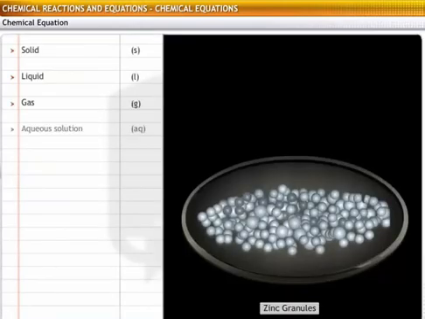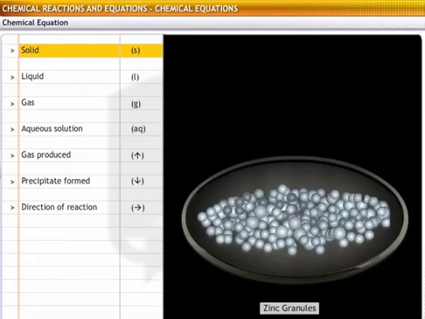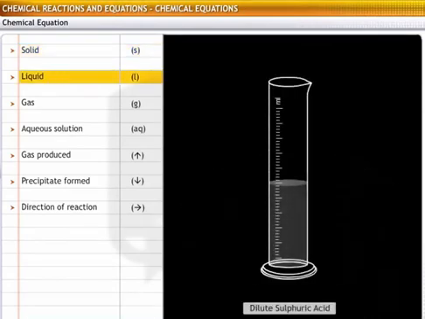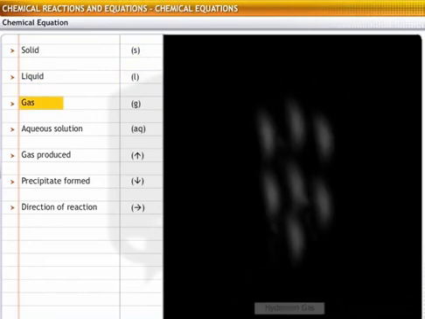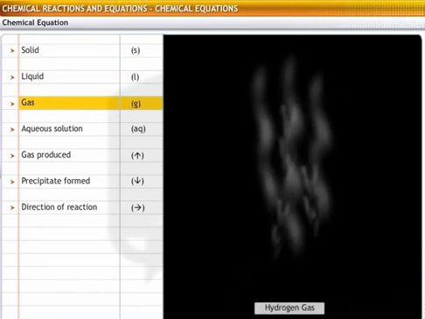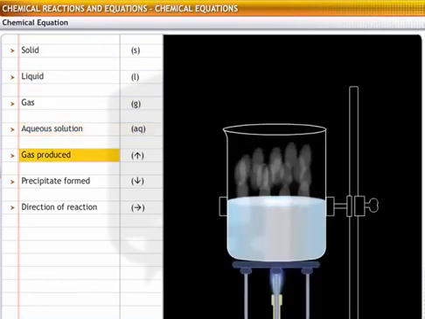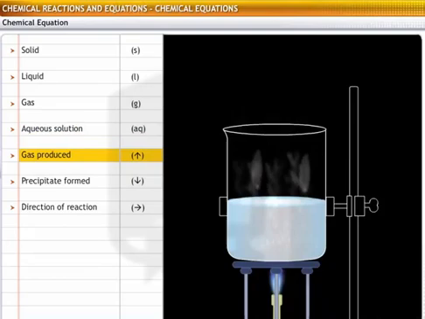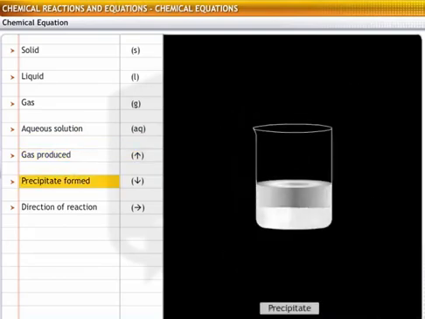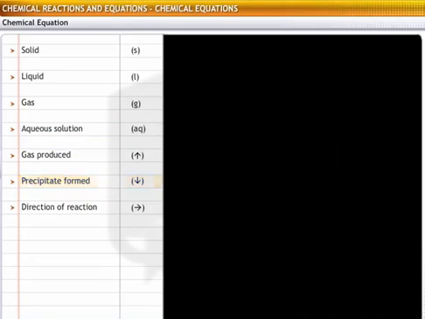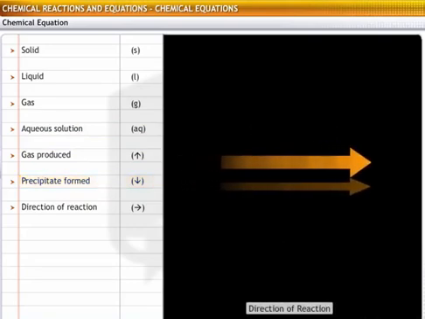In chemical equations, you denote a solid with S, a liquid with L, a gas with G, an aqueous solution as AQ, a gas produced with an arrow pointing upward, and a precipitate formed with an arrow pointing downward.